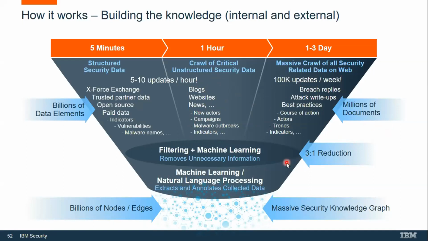And then it does this whole filtering and machine learning and removes unnecessary information, and then does machine learning and natural language processing. So I can say, I found these observables at this IP address at this time with a file tag, a file hash. Boom. So now it builds the security graph associated with that.